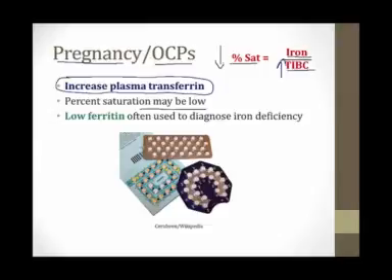This can be important among women who are pregnant. If they have a low normal iron level, you may be wondering whether they have an early iron deficiency syndrome. The percent saturation will be low under normal circumstances in pregnancy, and it makes this blood test not very helpful. This is the reason that a low ferritin level is often used to diagnose iron deficiency among women who are pregnant or on OCPs. That's because of this effect on the transferrin level.